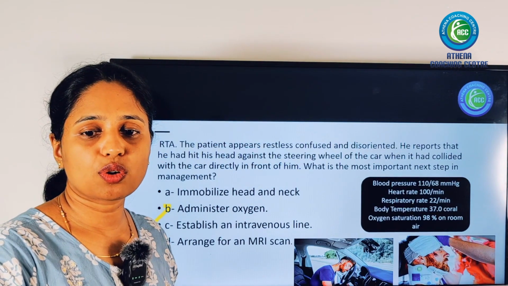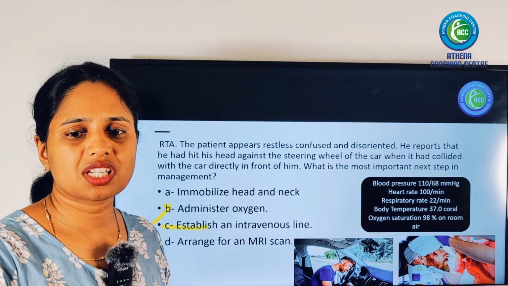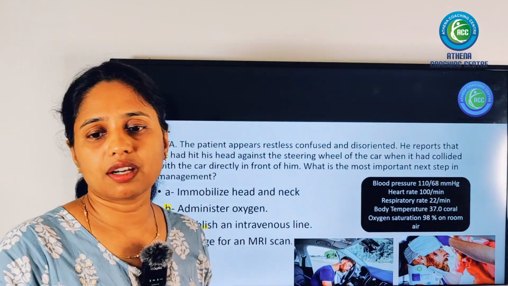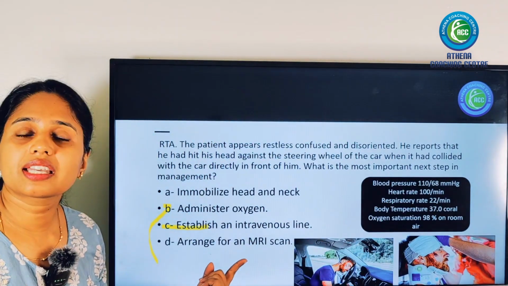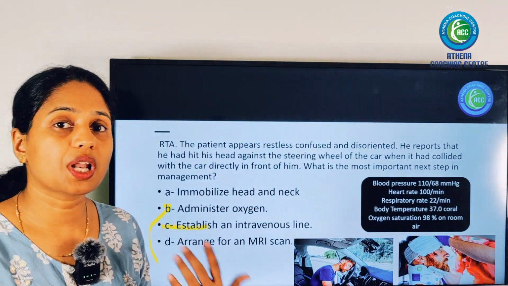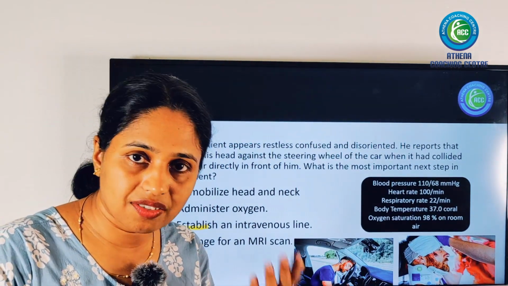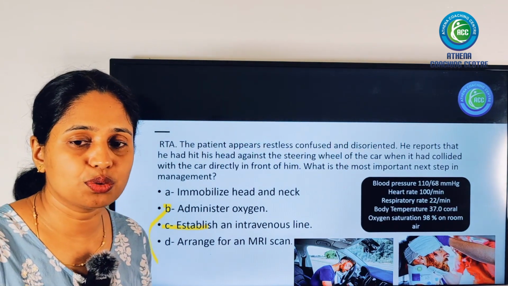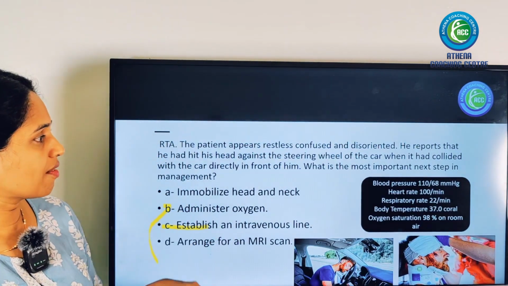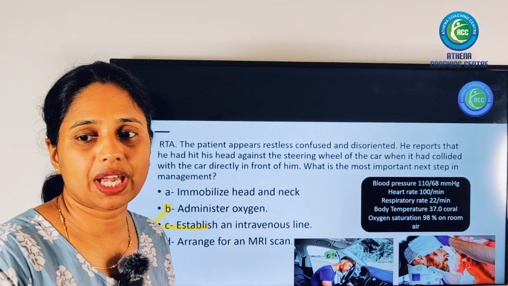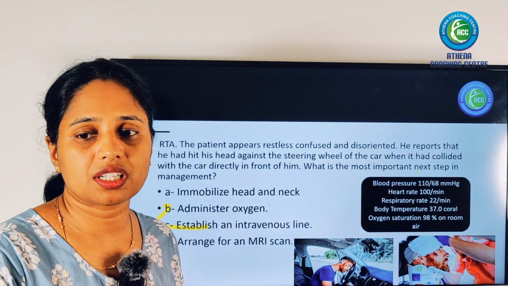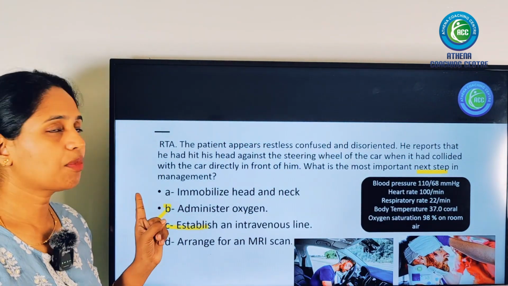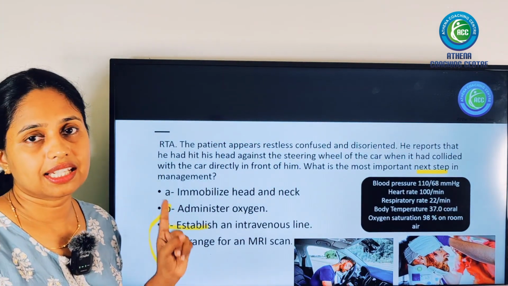An intravenous line is also not necessary because the patient doesn't require any fluid, as BP is in the normal range. And MRI scanning will help to rule out or identify any bleeding present in the head. Definitely we have to do that. But the initial next step of management, the key of this question, look at it here, it is important. The next step is immobilizing the head and neck.